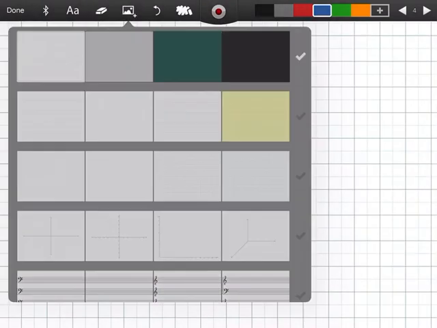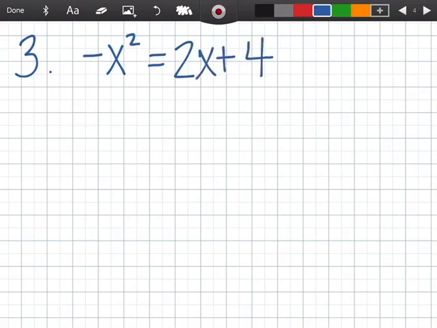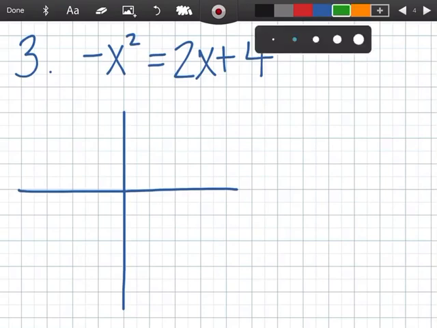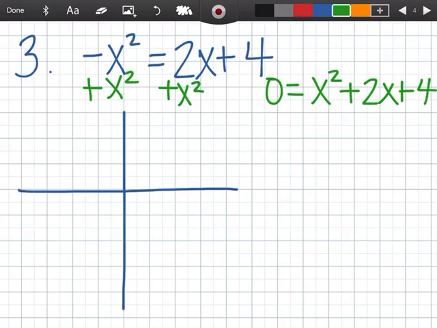Number 3 says negative x squared equals 2x plus 4. Now, if I were graphing this, just so that I can keep my standard movements, I think I'm going to add the x squared over to the other side. So I've got 0 equals x squared plus 2x plus 4. Okay, so let's find a, b, and c. So a is 1, b is 2, c is 4.